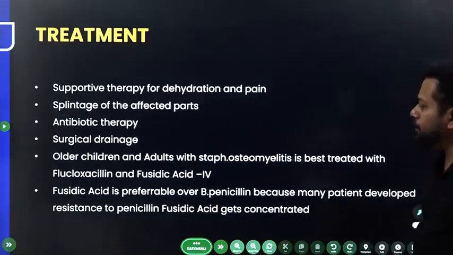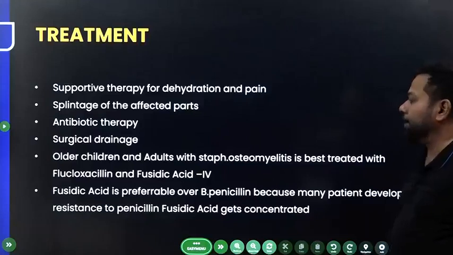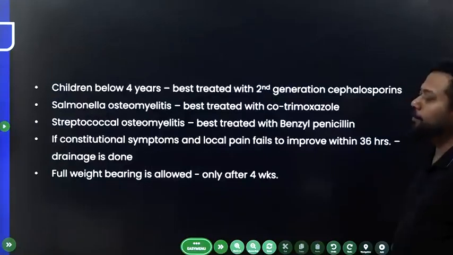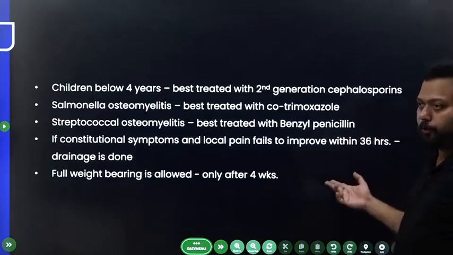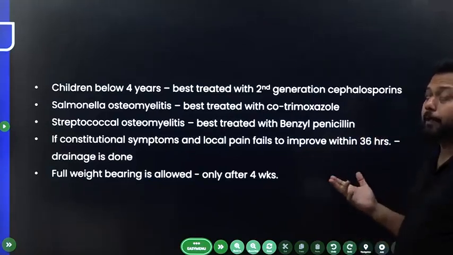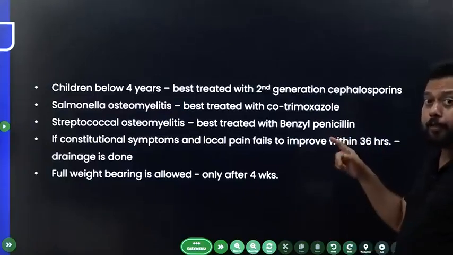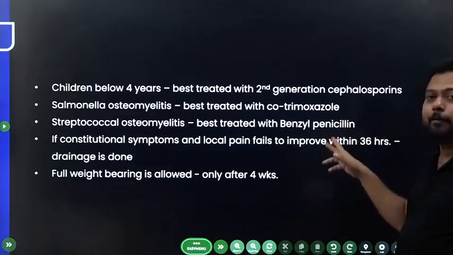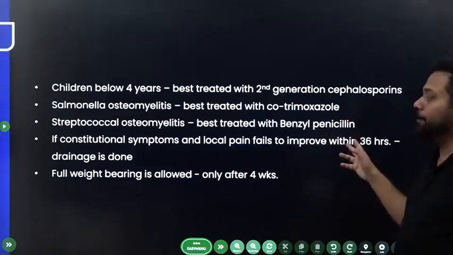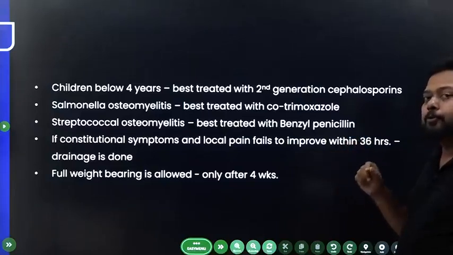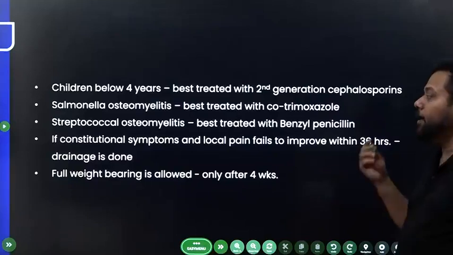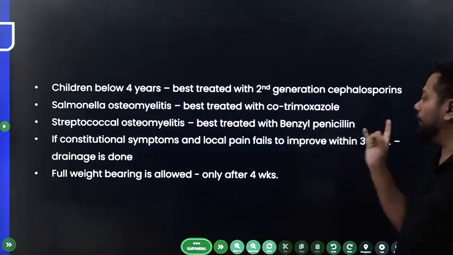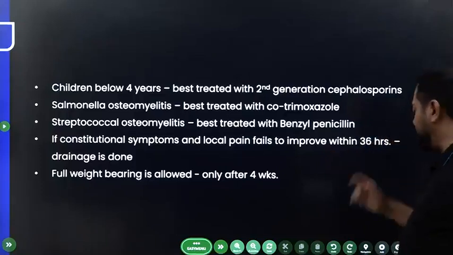Older children and adults with staphylococcal osteomyelitis are best treated with flucloxacillin plus fusidic acid. And children below 4 years, I said Haemophilus influenzae osteomyelitis is more common, so second generation cephalosporin. Very peculiarly, in a subacute osteomyelitis called salmonella osteomyelitis, the book says the drug of choice is cotrimoxazole, very old drug, but that is what they had mentioned. Streptococcal osteomyelitis, benzyl penicillin. So when will you do surgery or when will you try to aspirate the pus? If constitutional symptoms or local pain fails to improve within 36 hours, drainage is mandatory.